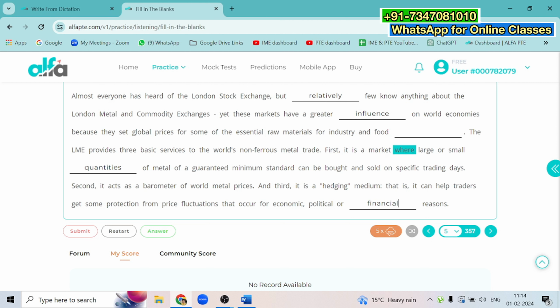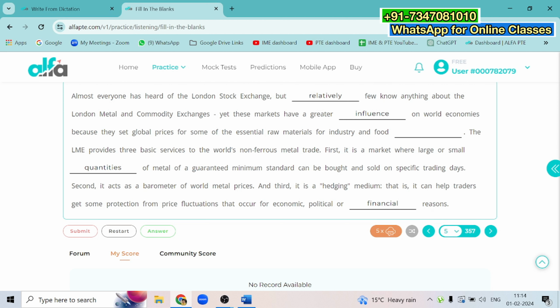Now I was able to hear it correctly and I did all the questions. Okay, I missed one. But what happens when you're going to do it? You would not know what word form is going to come. So it's better if you judge the word form beforehand, and you have to do that very quickly. Almost everyone has heard of the London Stock Exchange, but dash few. So what is few here? Few is an adjective, okay? It has been used as a determiner. But very few or relatively few. So they said relatively few.